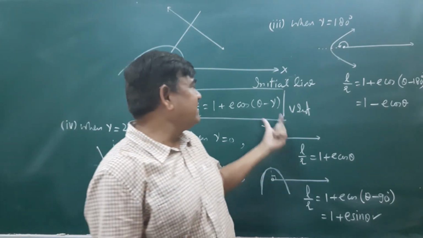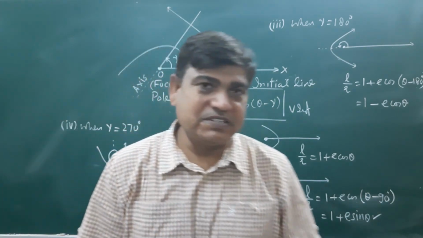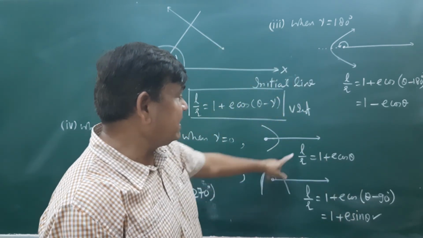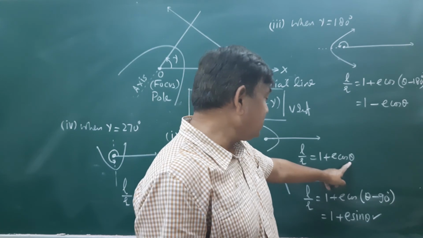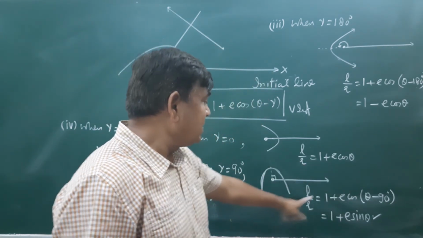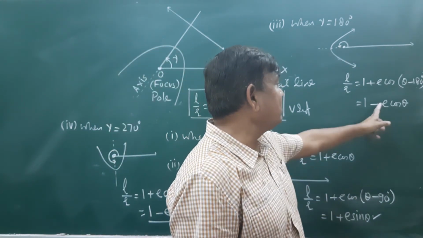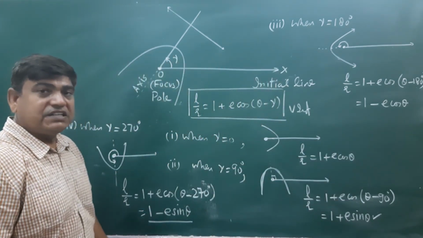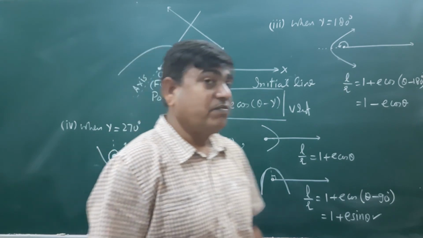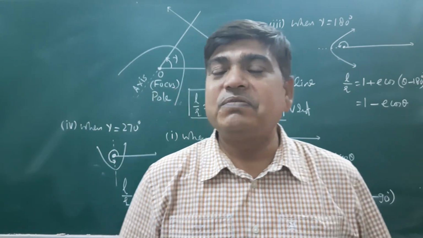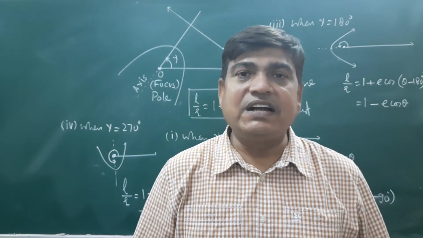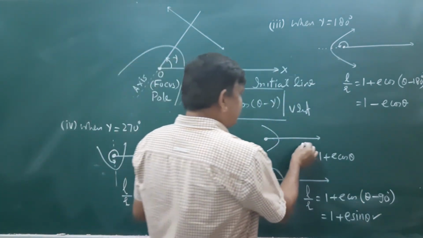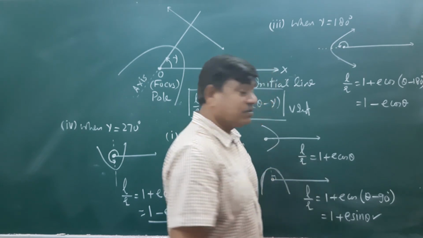So with the help of this single equation, we can derive all these four equations: L by R equals 1 plus E cos theta, L by R equals 1 plus E sin theta, 1 minus E cos theta, and 1 minus E sin theta. But remember, whenever we have to consider the equation of the conic to derive any article, we use the basic equation, L upon R equals 1 plus E cos theta.